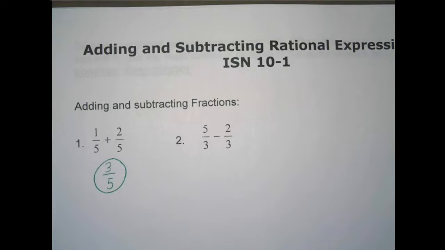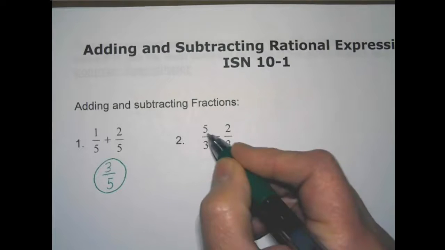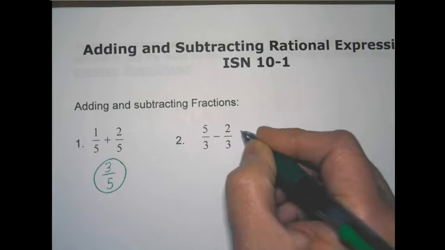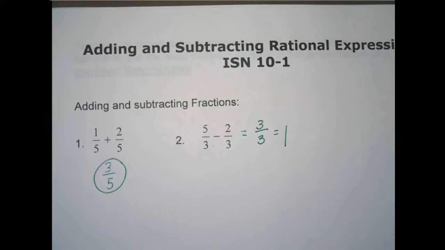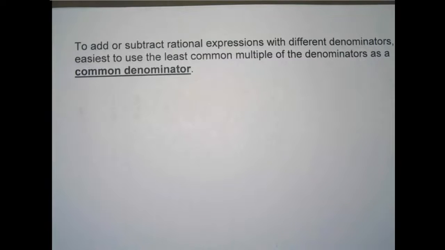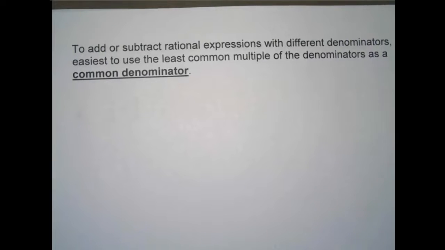If you have a common denominator, you subtract numerators, 5 minus 2. And of course, you always reduce to lowest terms. If you have a common denominator, this is not too terribly difficult. If you do not have a common denominator, you must find the common denominator.